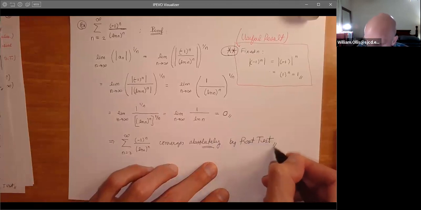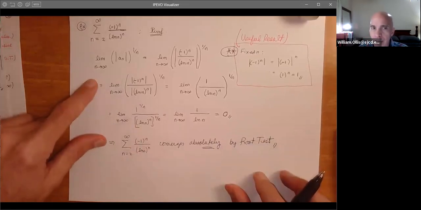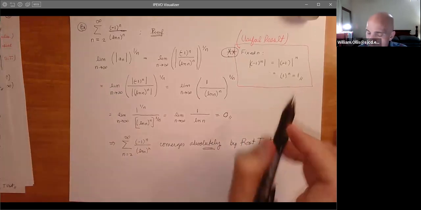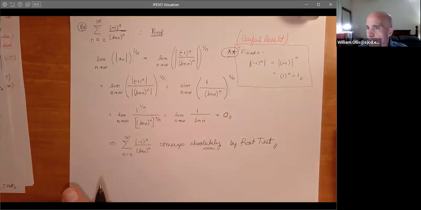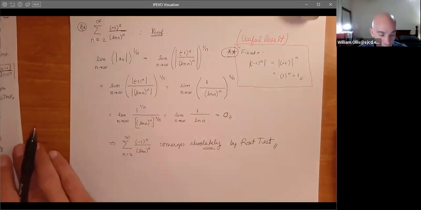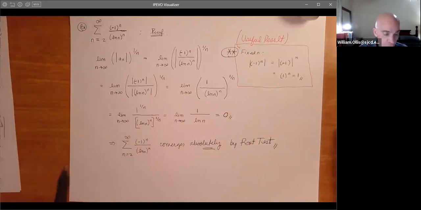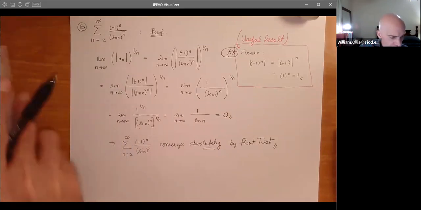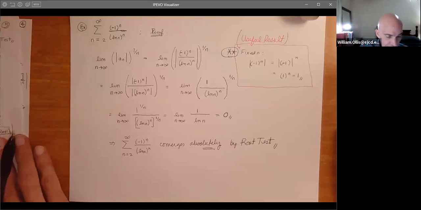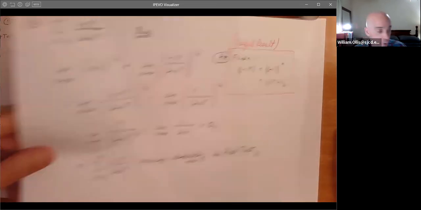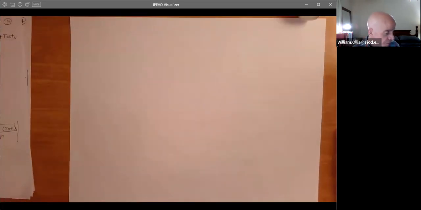Excellent result. Beautiful result that we can now handle with a new test that's not so bad. Again, we just have to think more about absolute value. So absolute value is your friend. It's not your foe. It's good for you. It will help you out when you need it. Now, let's look at a couple more, and then I want to look at a proof of part of the root test.